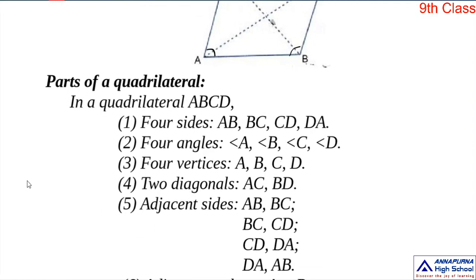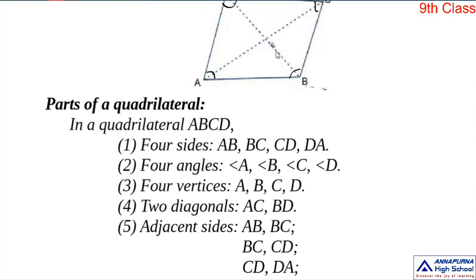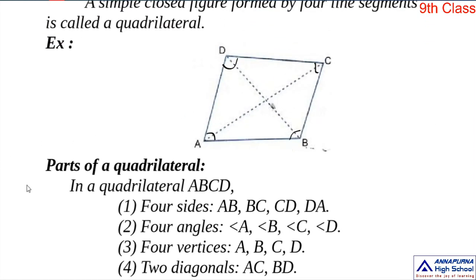Next, how many diagonals are there in a quadrilateral ABCD? There are two diagonals. First, what is the definition of diagonal? A line segment joining non-adjacent vertices is called a diagonal. Once more, the definition.